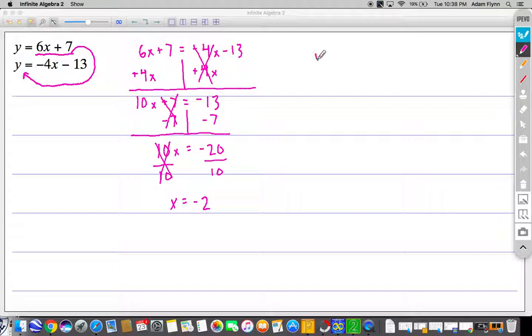So we have y equals 6. Instead of x, I'm plugging in negative 2 plus 7. 6 times negative 2 is negative 12. And negative 12 plus 7 is going to be negative 5. So these two lines cross at the point negative 2, negative 5.